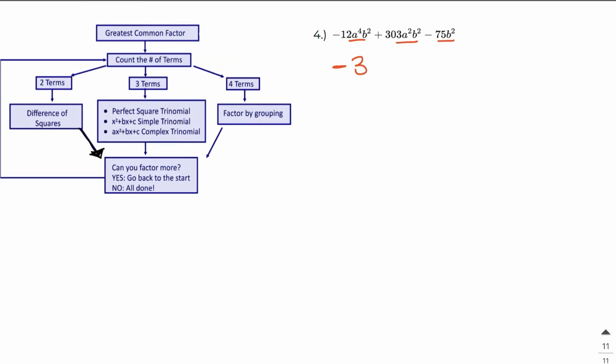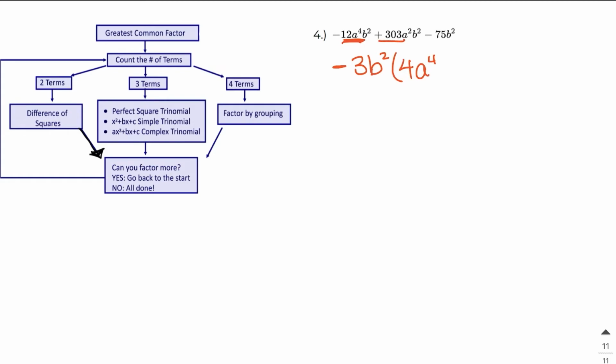In my variables, I can see that there are b's in common, and I've got b to the power of 2 for each one of my terms. So my GCF is going to have a b squared in it. When I factor that out of this first term that I'm looking at here, negative 12 divided by negative 3 is positive 4. That's why we factored out a negative value. So we have a positive number here, so it's easier for us when we factor the next step. And then I've got a to the power of 4. My b squareds completely cancel out, so I don't have to worry about a b squared there.